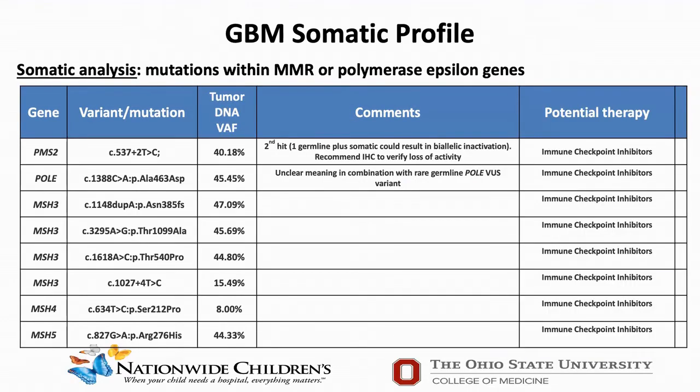The second hit is in the somatic genome. You can see here at the top, this second hit results in biallelic inactivation. This is a frameshift variant. And secondarily, a known POLE mutation, but it's not known what the combination would be with the rare germline POLE VUS. You can also see that there are a variety of other mismatch repair genes that have alterations that have been detected in this patient's genome.